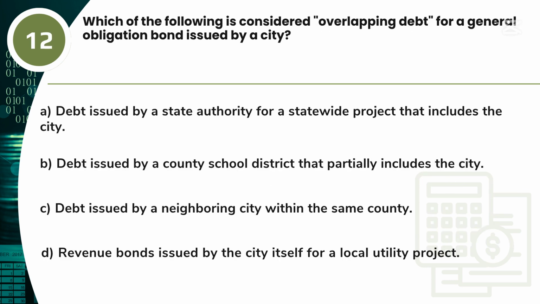Question 12. Which of the following is considered overlapping debt for a general obligation bond issued by a city? A. Debt issued by a state authority for a statewide project that includes the city. B. Debt issued by a county school district that partially includes the city. C. Debt issued by a neighboring city within the same county. D. Revenue bonds issued by the city itself for a local utility project.